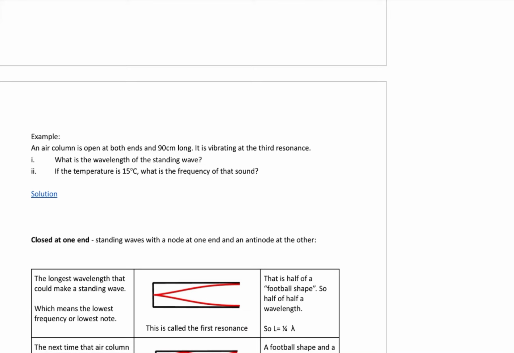There's an example here. Open at both ends and 90 centimeters long. So that tells you the length of the column. Third resonance, in disguise, tells you the shape of the standing wave. From the length and the shape of the standing wave, from those 2 things, there's enough there that you can figure out the wavelength. From temperature, you can figure out speed. Once we know speed and wavelength, then v equals f lambda, you can figure out the frequency.